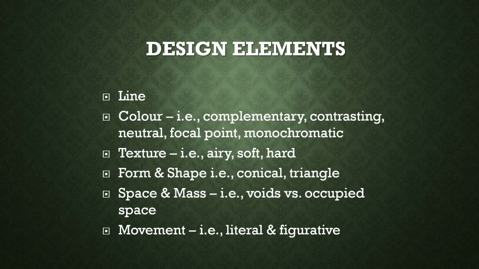The design elements are line, color, so looking at complementary, contrasting, neutral, focal point, monochromatic, all different ways we can use color, texture, whether something is airy, soft, or hard, form and shape. Form is three-dimensional, shape is two-dimensional, so conical versus triangle. Space and mass, i.e. the voids in the garden versus the occupied space. And movement, and that can be literal or figurative. So literally, grass is waving in the wind in your garden, and figuratively, how your eye moves through the garden and draws you in.